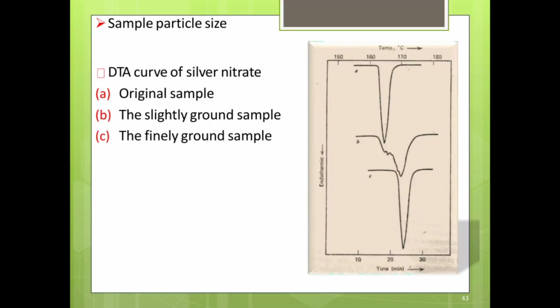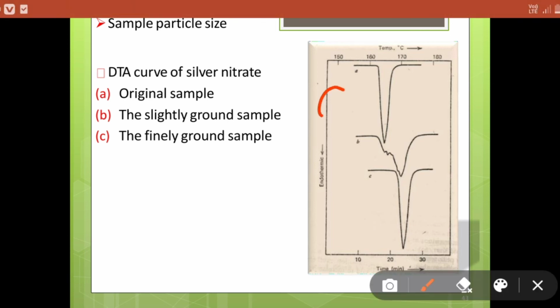Sample particle size: this was for the original sample, this is for the slightly ground one, and finally the powdered one. Finally, with a small particle size we obtain a sharp peak.